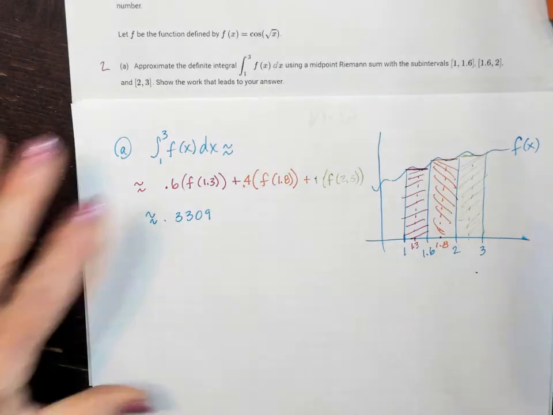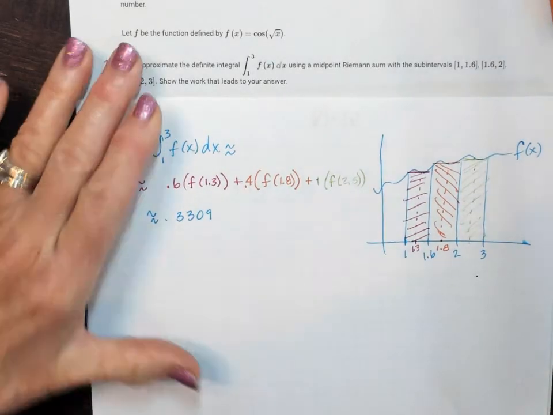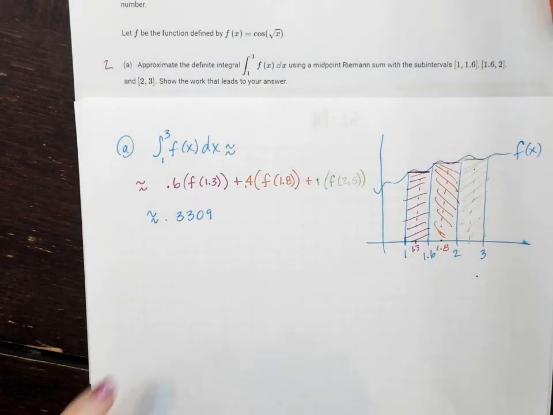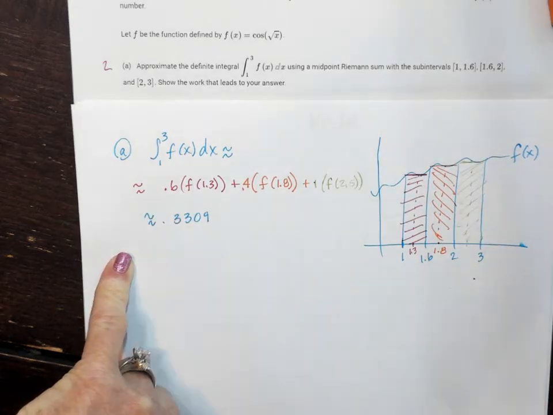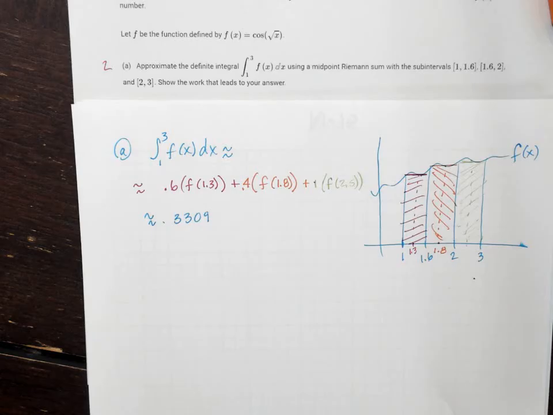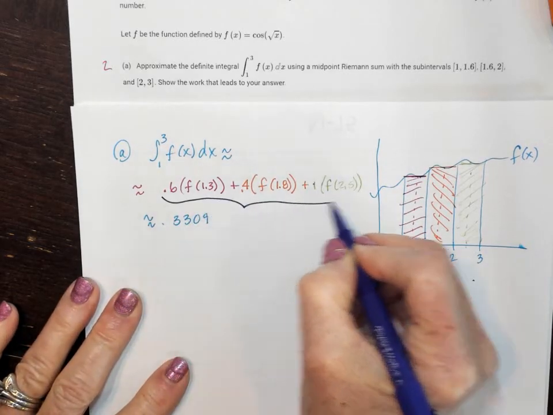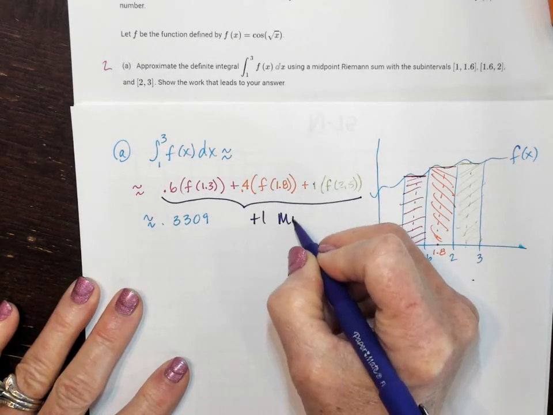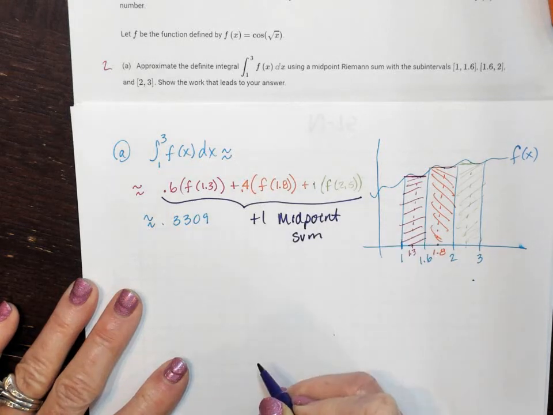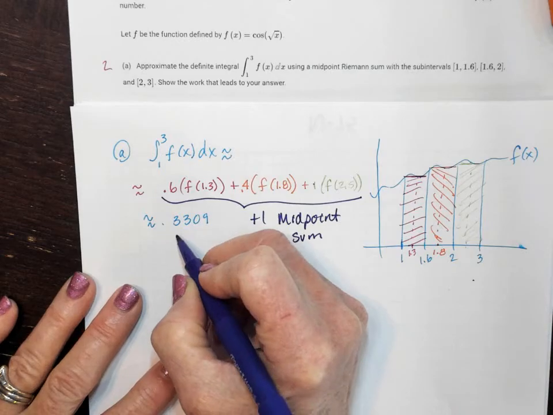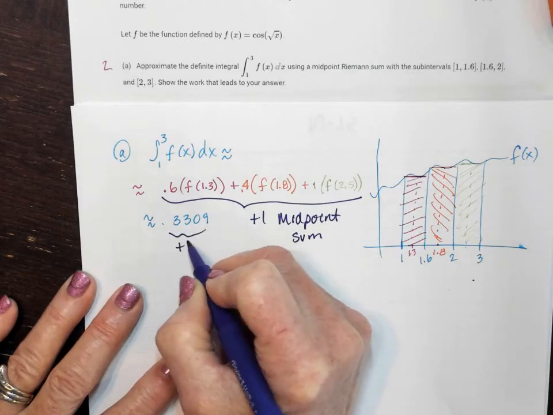Okay, point values on this one. They gave you +1, different color here, for midpoint sum. And then they give you +1 for the answer.